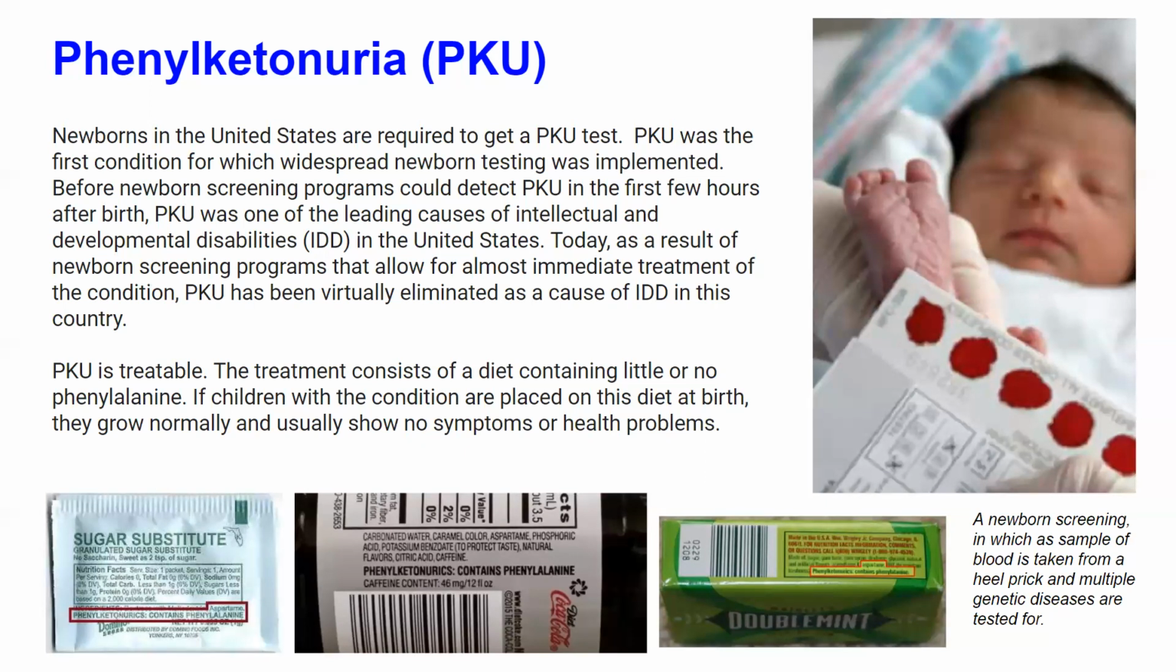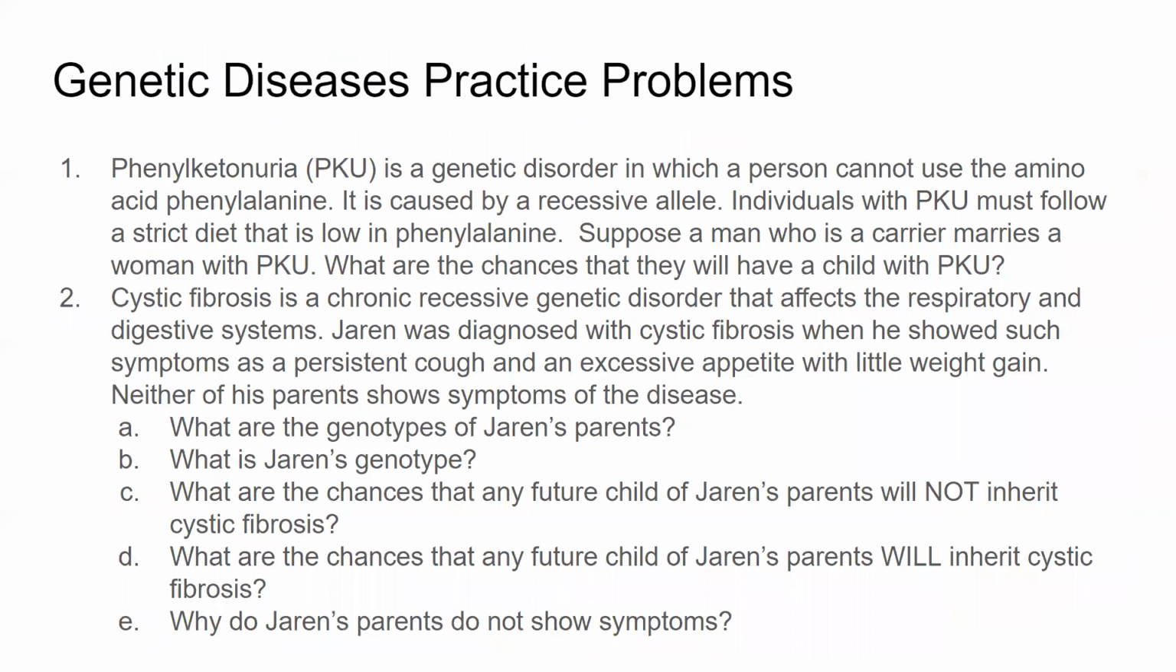So if we can recognize it and we can treat it, then it's really not a problem anymore, right? You don't lead a normal life, but it's not as big of a problem. Treatment consists of a diet containing little or no phenylalanine. If children with the condition are placed on this diet at birth, they have normal lives with no health problems.